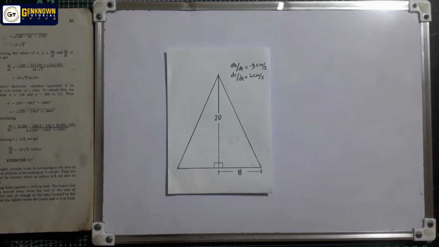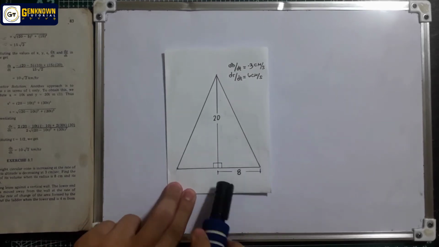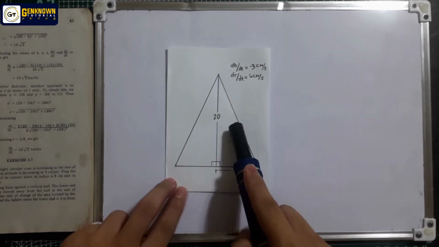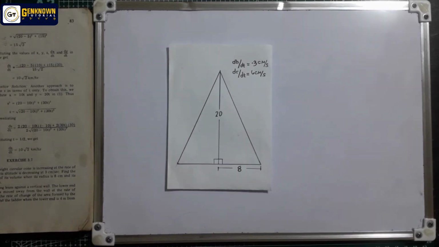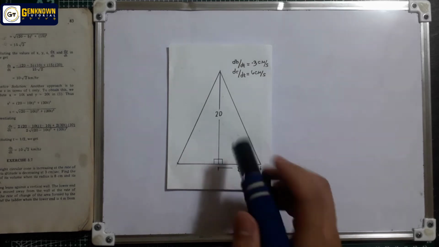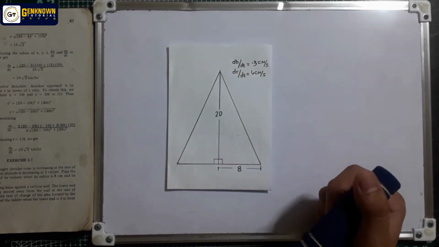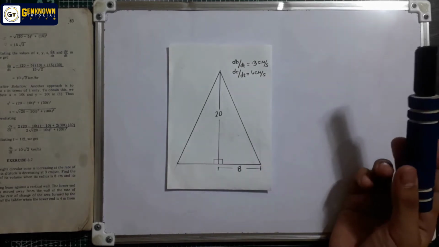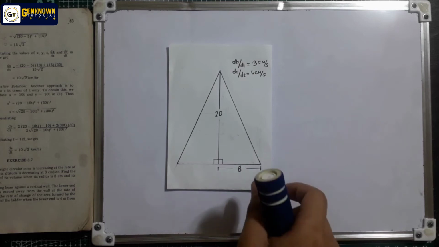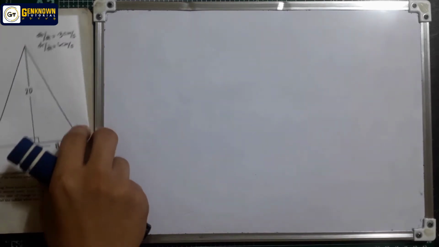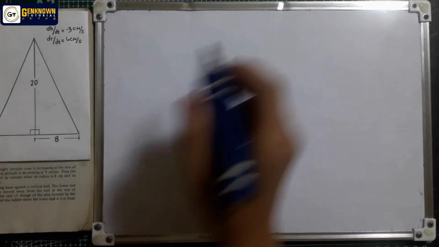So sa problem, meron tayong apat na given. We have the radius of a cone, we have 8 and 20 cm ang ating height. So meron din tayong rate of change ng ating radius, which is equal to 6 cm per second, and rate of change ng ating height or the altitude is decreasing by 3 cm per second. Decreasing, ibig sabihin negative ang value. So sa problem na ito, dv/dt ang hanap.